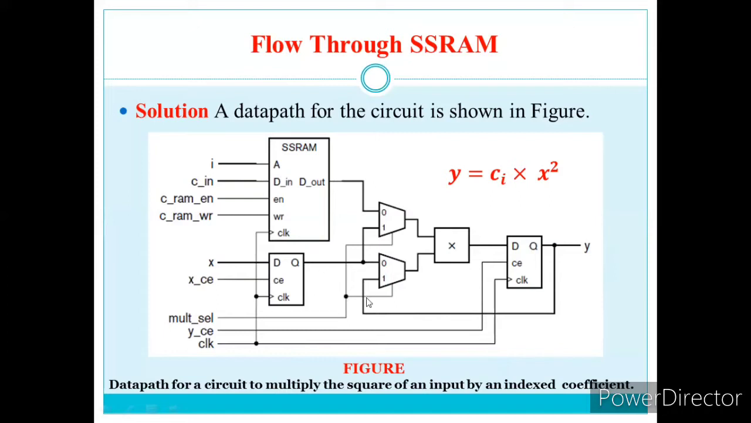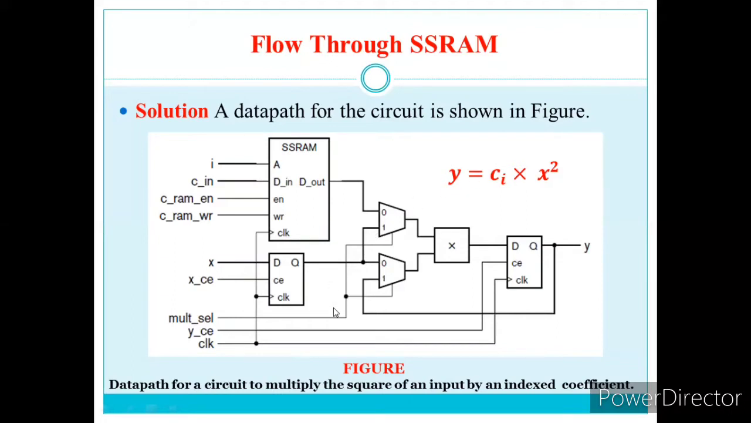To control all these operations, we have a memory location, a select line, a chip enable for the flip-flops, and the clock. And there is the kind of operation being performed, read or write, for the memory. So this is the simple explanation of the block diagram for the given algorithm, that is y = ci * x^2.